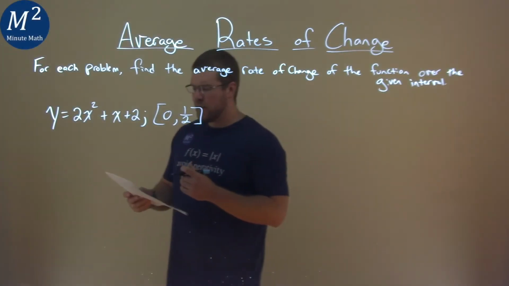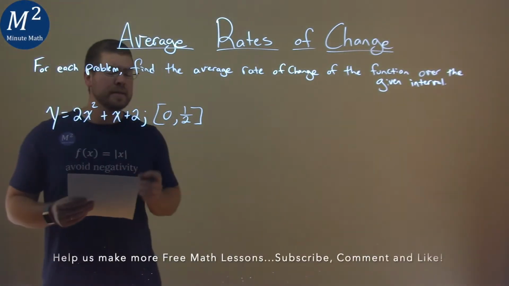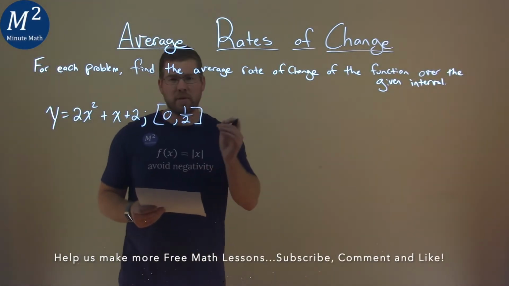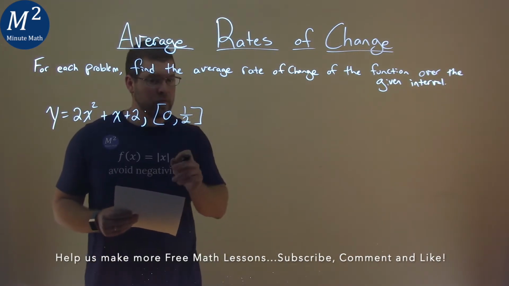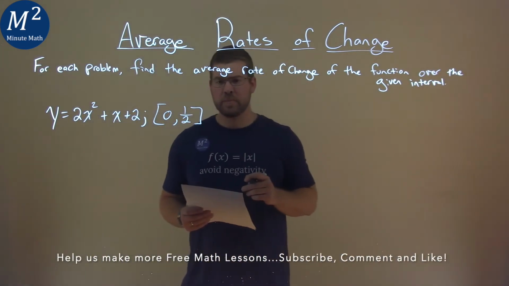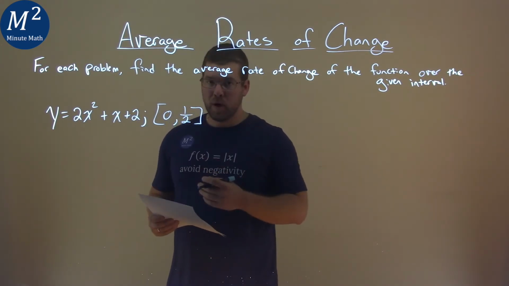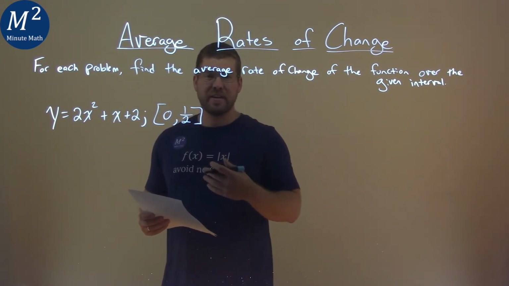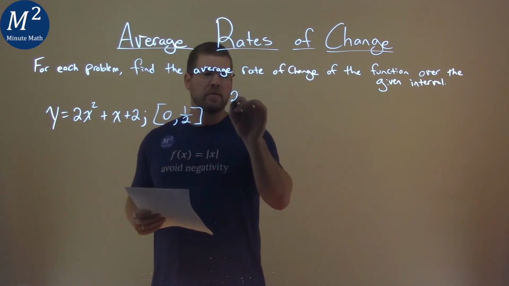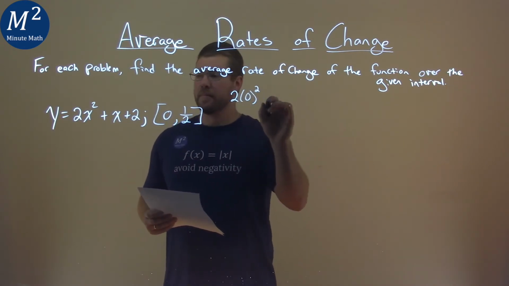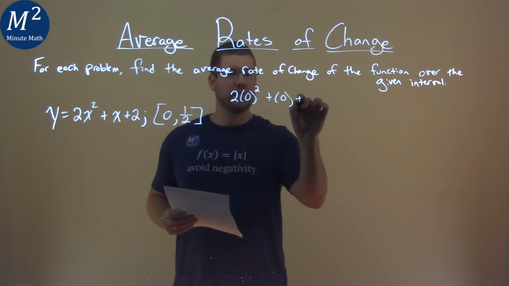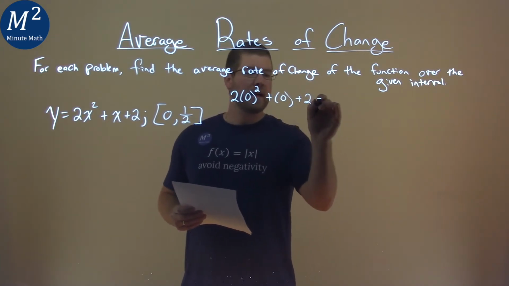We're given this problem right here, y equals 2x squared plus x plus 2, and we define the average rate of change over the interval from 0 to 1/2. Well, these are our x values, and we need to find the corresponding y values. So let's plug these values into our equation. 2 times 0 squared plus a 0 plus a 2. What does that come out to be?